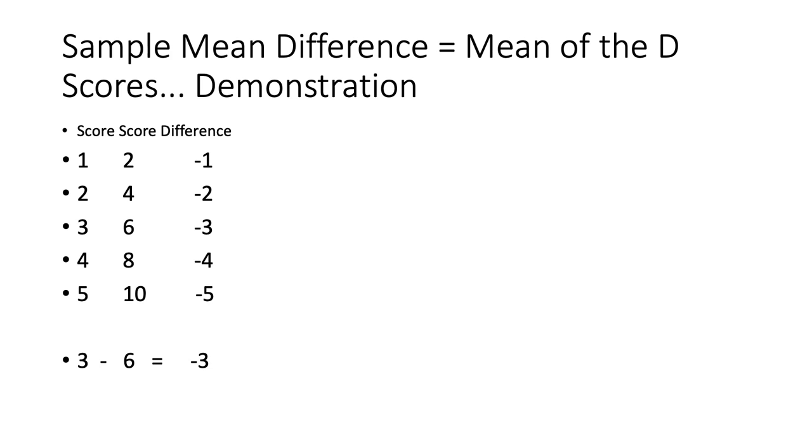So 1 minus 2 is negative 1, 2 minus 4 is negative 2, 3 minus 6 is negative 3, 4 minus 8 is negative 4, and 5 minus 10 is negative 5. So the average of negative 1, negative 2, negative 3, negative 4, negative 5 is negative 3, which is also the sampled mean difference. I'm just showing you that the average of the difference scores is the same thing as the sampled mean difference. That's important because of the formula that's next.